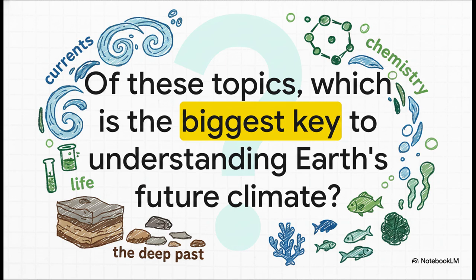So we'll leave you with this question. We've talked about currents, chemistry, life, and the deep past. But out of all these interconnected topics, which one do you think holds the biggest key to understanding Earth's future climate? It's a big question, and it really highlights the relevance of this field today.